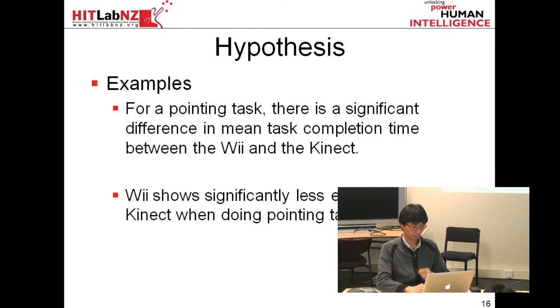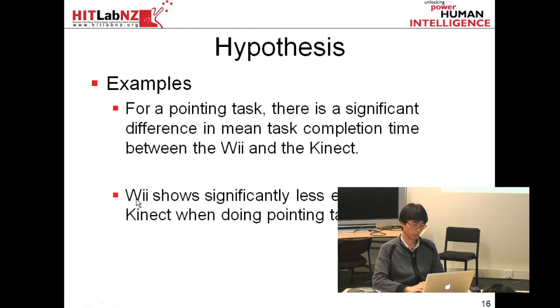So one example here is, for a pointing test, there is a significant difference in mean test completion time between the Wii and Kinect. So it's defining what kind of task it's using, and then it's talking about there is a difference between the conditions with test completion time, which is the dependent variable, and between Wii and Kinect, this is showing what's the independent variable and what are the conditions in there.